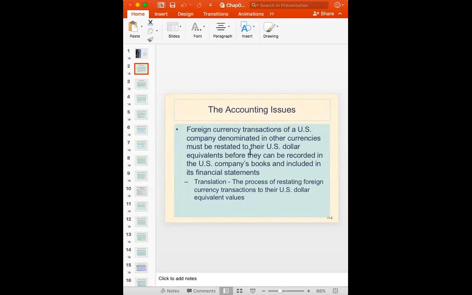Based on what you've seen on the screen, foreign currency transactions of a US company denominated in other currency must be restated to their US dollar equivalents before they can be recorded in the US company books and included in the financial statement. So this situation, you can just imagine when there are sales and purchases happening in the transactions of the company.